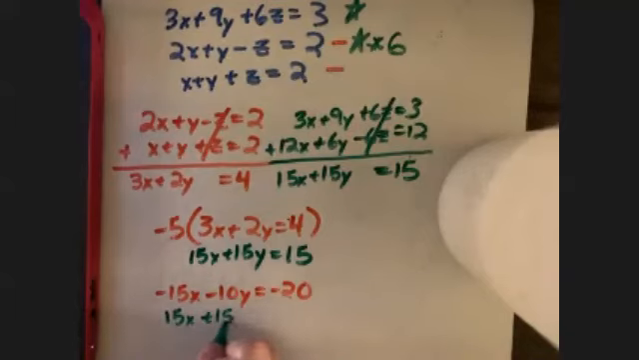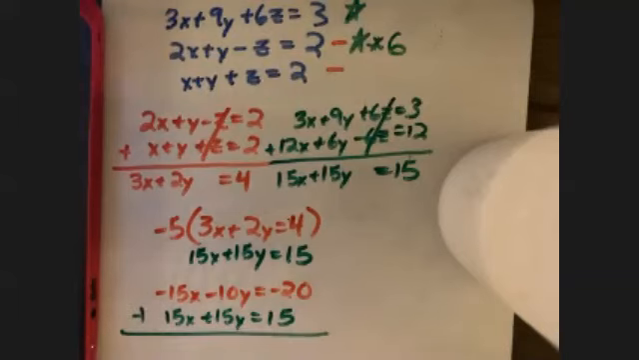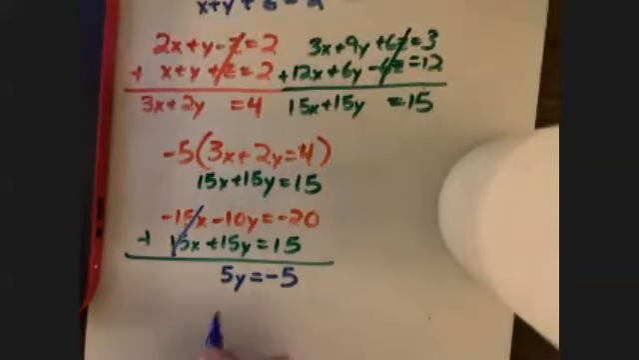15x plus 15y equals 15. And we're going to add. Put this in this color. That's going to give me 5y equals negative 5. So y is negative 1.